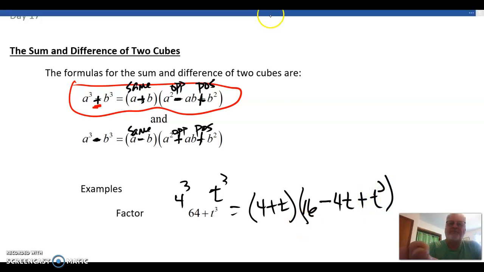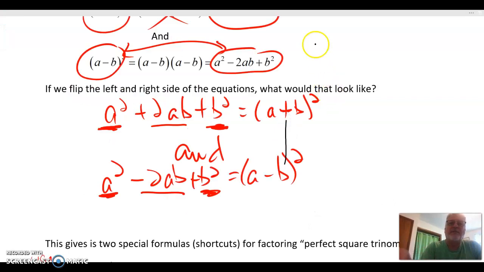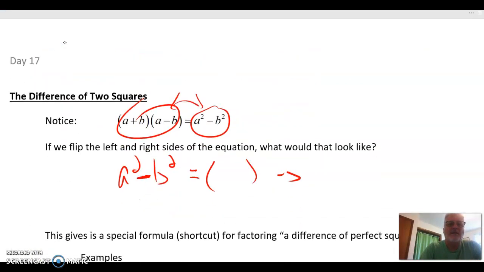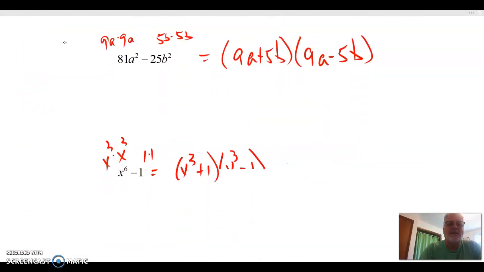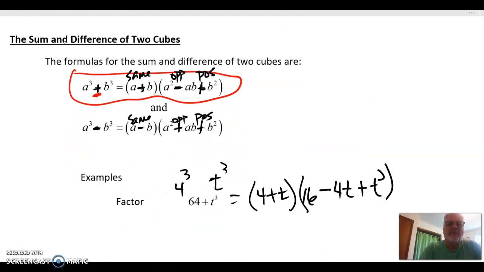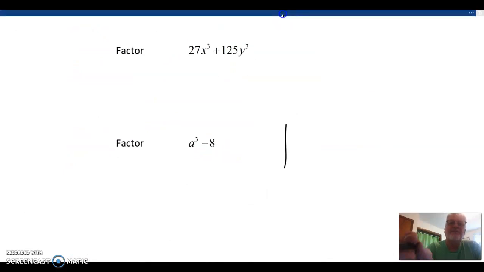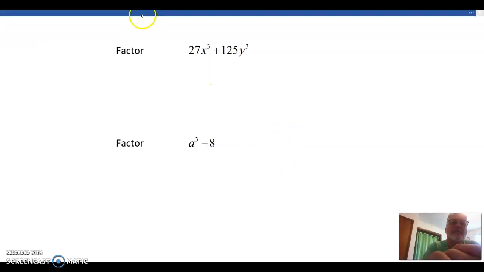Okay? And then this, uh-oh. That jumped on me. Okay, here we go. Last two. Here's this. Okay.